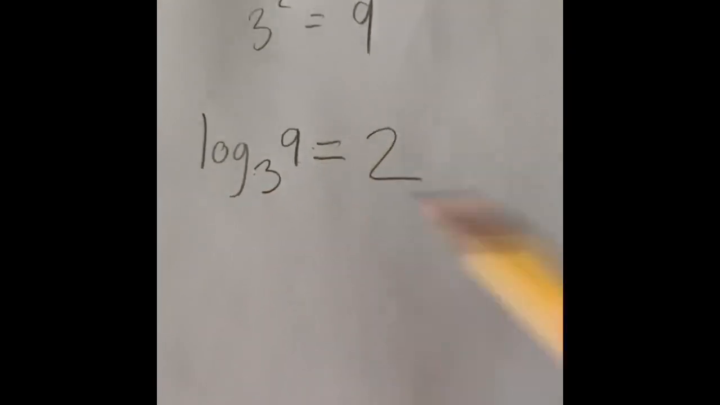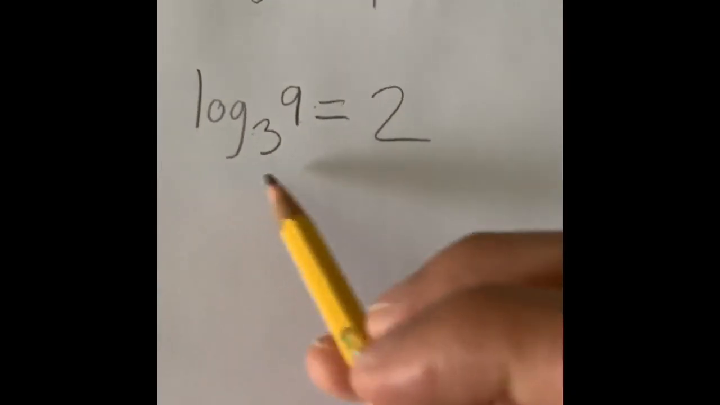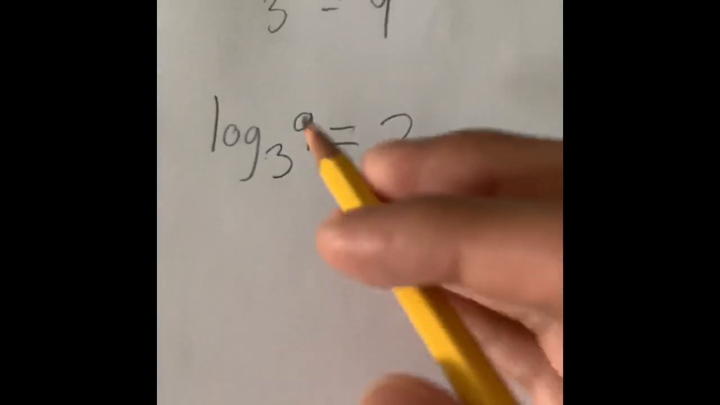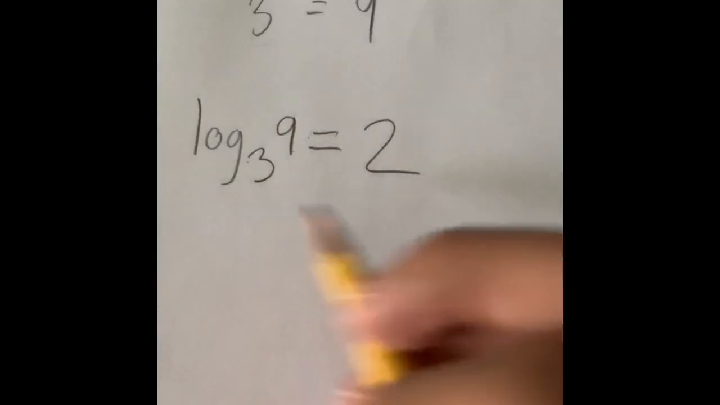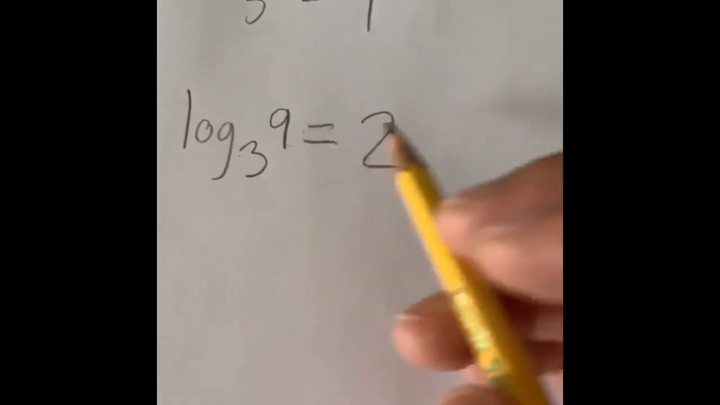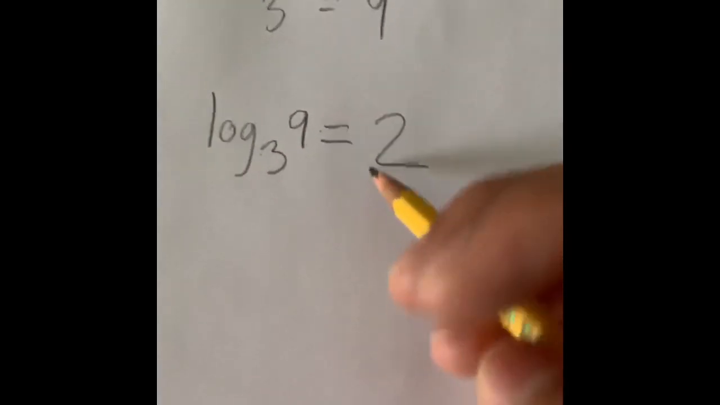Because what this basically is saying is, it's asking a question. 3 to what power equals 9? That's basically what it's asking. That's what a log is. 3, and then you have your result. So how do you get from 3 to the result with an exponent? And in this case, it's 2.